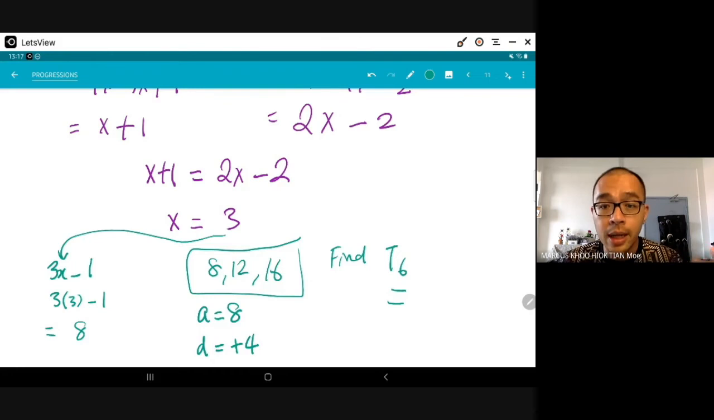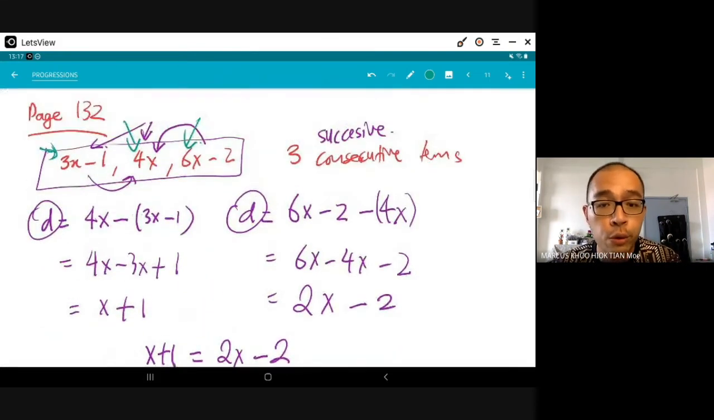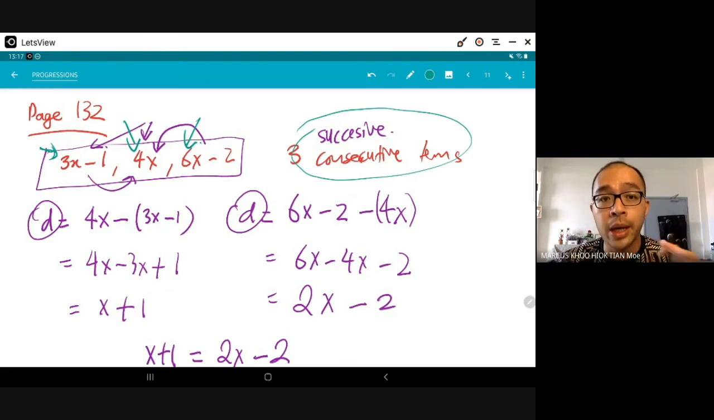Okay, tapi ini adalah, this is an example of a question that is very commonly asked. Okay, dia bagi huruf kan? Dia bagi nombor dan huruf lah macam ni lah, 3x minus 1, 4x, 6x minus 2, you know, tapi kita jangan kencang. If it is consecutive terms, okay, maksud tersirat di sini the hidden meaning behind this is that the D is the same. No matter what, whether it is letter or number, the D is the same. And if we know the D is the same, we can slowly count the x. And then we can find the arithmetic progression, and then we can do T6.